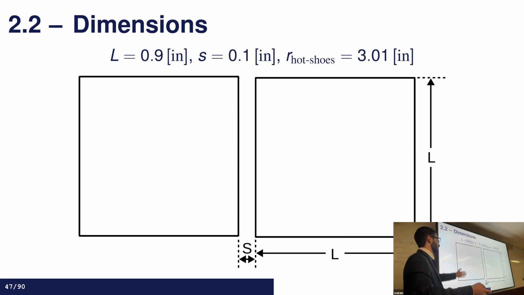So for general dimensions, this is what the block will look like. For the hot shoes, they're separated by some distance, and they're on an octagon that is circumscribed by the radius of 3.01.